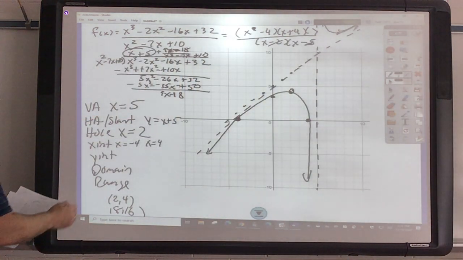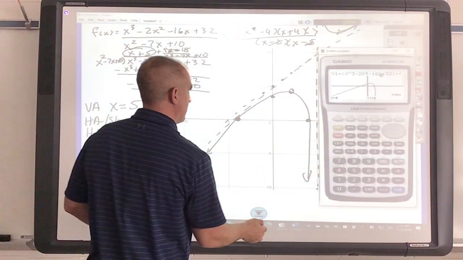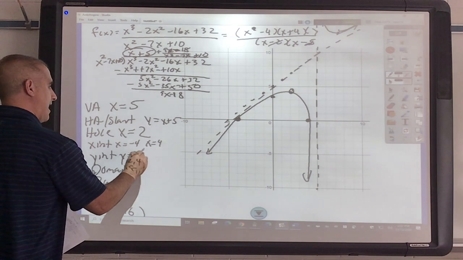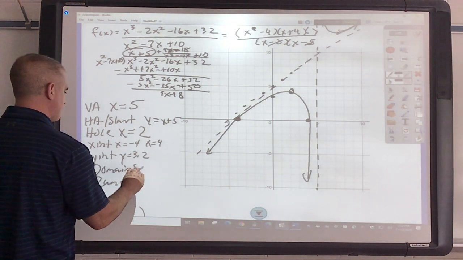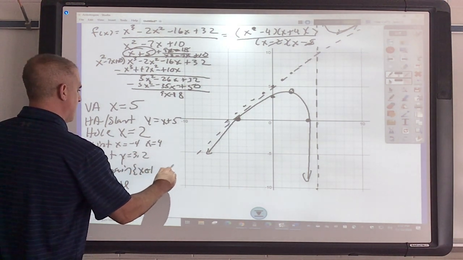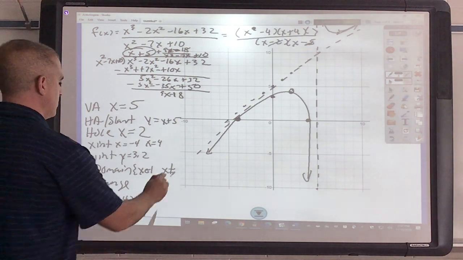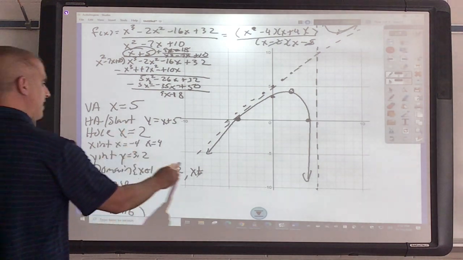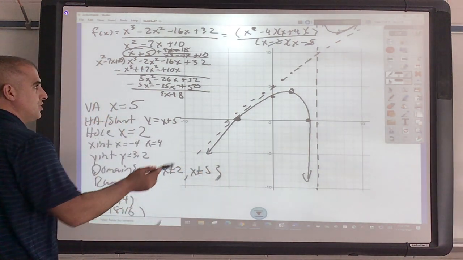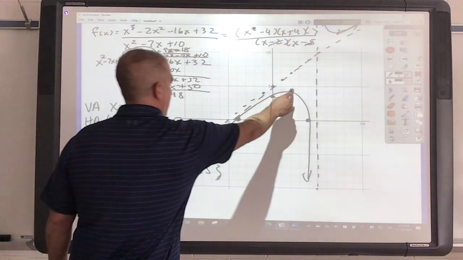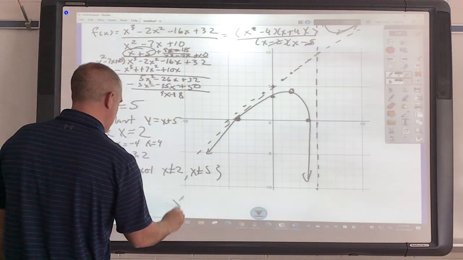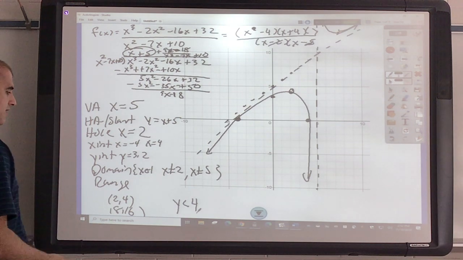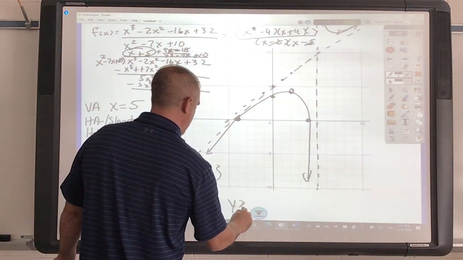Okay, all right. My y-intercept was, what was my y-intercept? 3.2. Okay. Now, my domain would be all real numbers. X can't be 2. X can't be 5. My range, I got 2 situations going on. I got something less than 4, because it's at the hole, and then I got something where it's greater than or equal to 16.